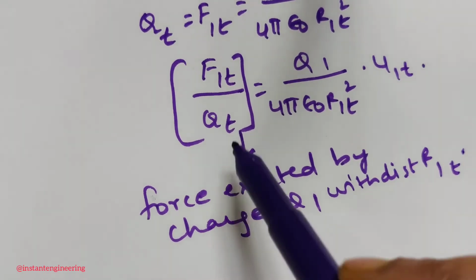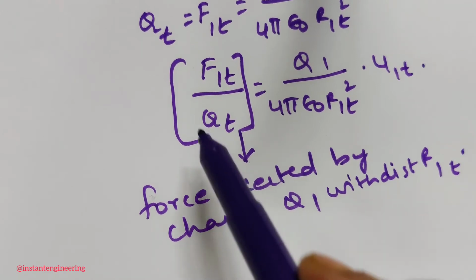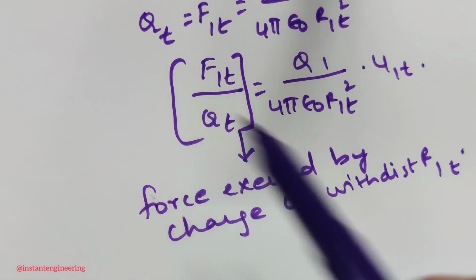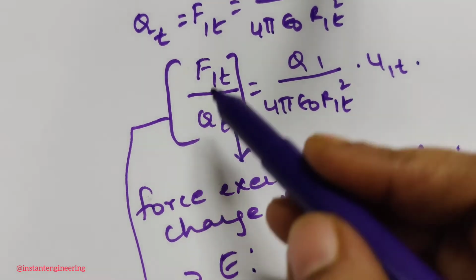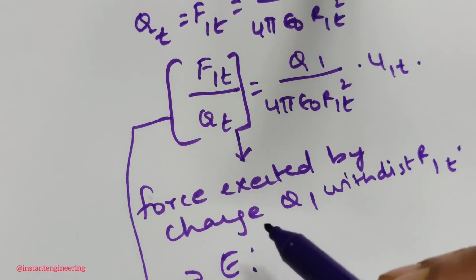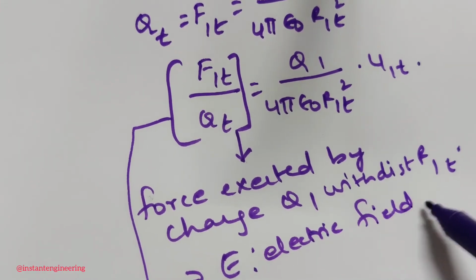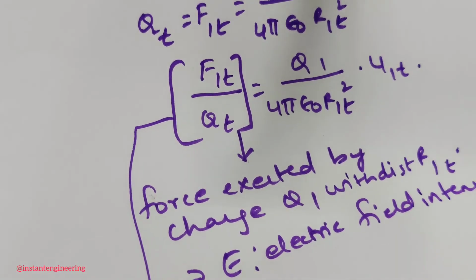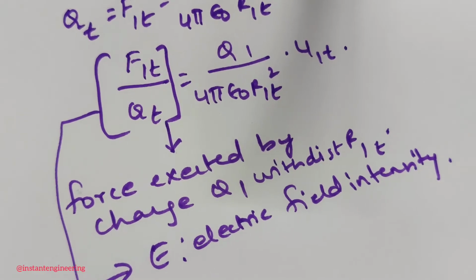Okay, so now this is called as electric field intensity and it is denoted by E. You can just simply write this as E also. Okay, force by charge, that also you can say electric field intensity. So E is electric field intensity. Okay, this is called electric field intensity. I think this is clear.